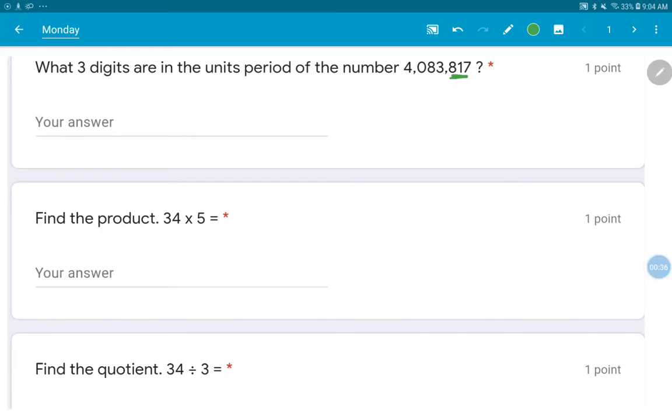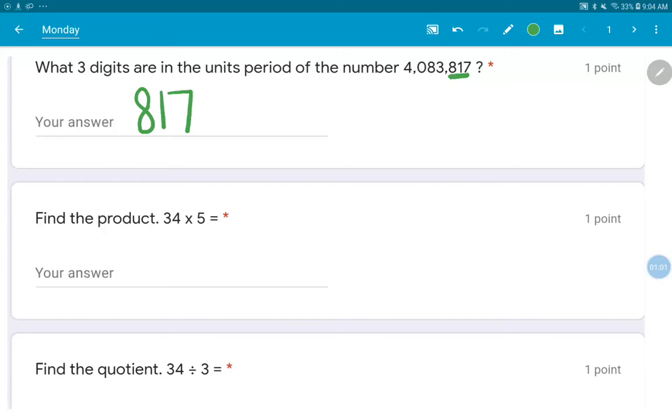817. It makes up just the hundreds, the tens, and the ones. That's the units. You go on over, you have the thousands period, then the millions period, and the billions period, and so on. But the units period, the three digits in this number are 817.